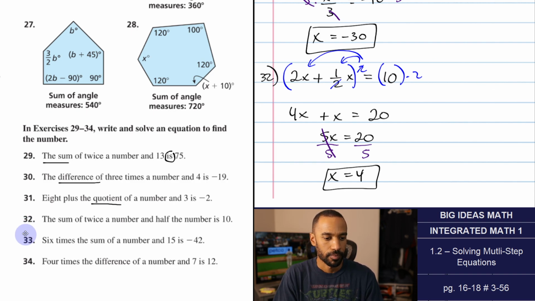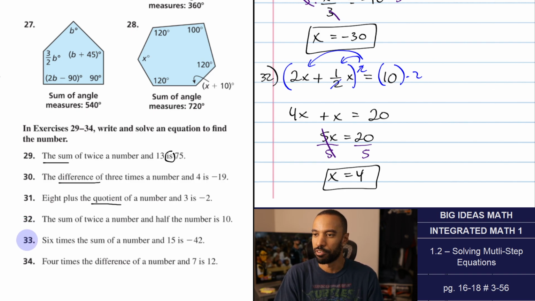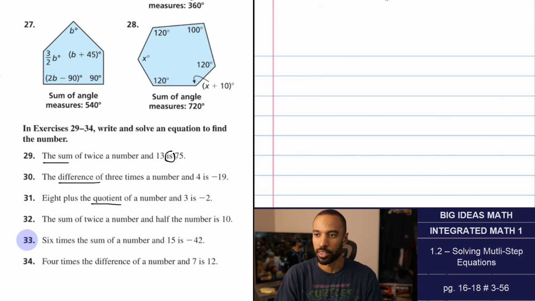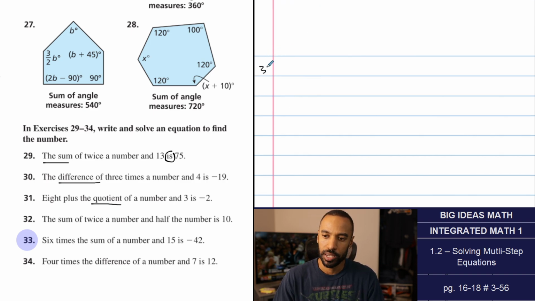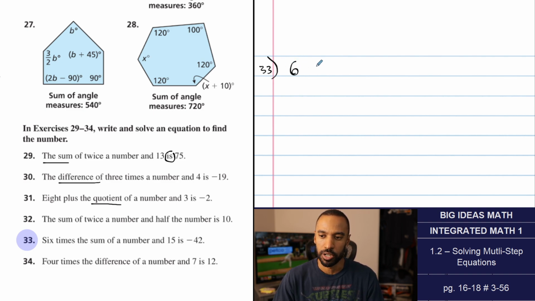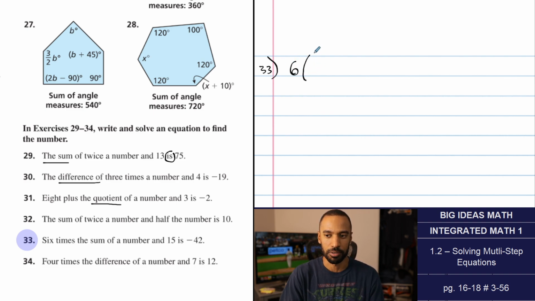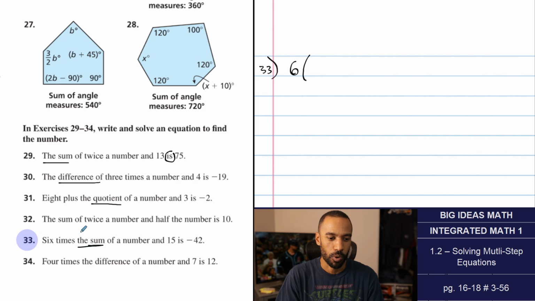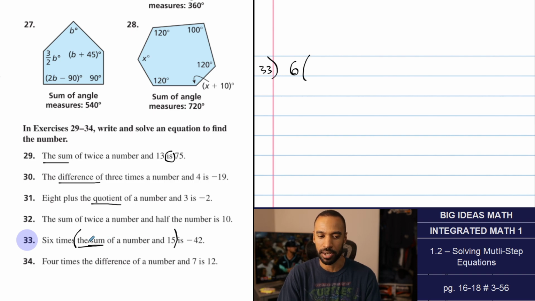Number 33. 6 times the sum of a number and 15 is negative 42. All right, this one gets a little bit trickier. This one's trickier because notice it says 6 times the sum. So 6 times, okay, simple, right? 6, you can put a dot, you can put parentheses. I'll put parentheses here because we might want them. It says 6 times the sum. We're multiplying this. 6 times this breaks up the end of the expression. The sum of a number and 15.